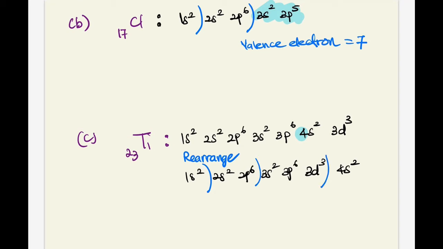So as you can see, this is a special case. Why? We will discuss in the next chapter. So the border is between 3d3 and 4s2, meaning that is the valence electron shell. Okay, therefore the number of valence electrons is 3 plus 2 equals 5.